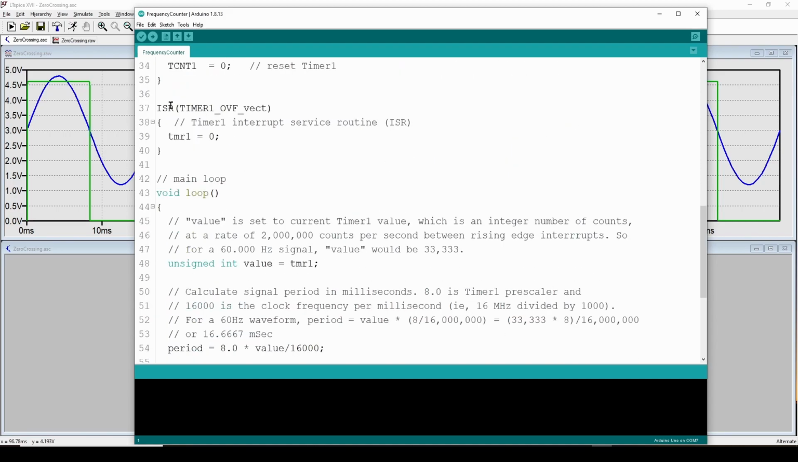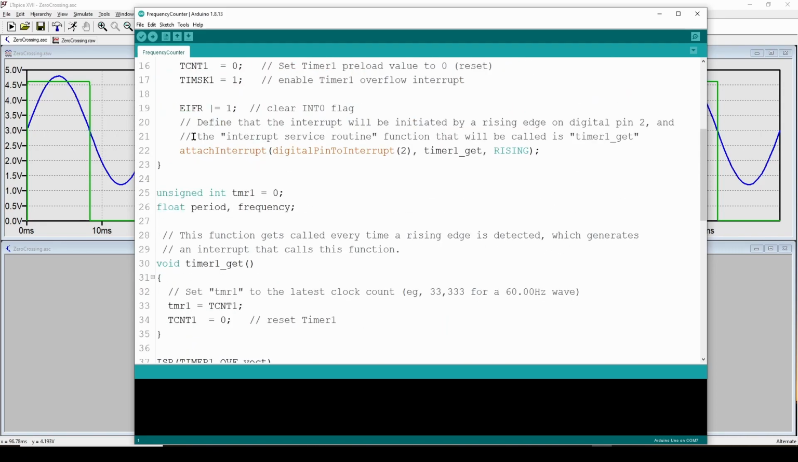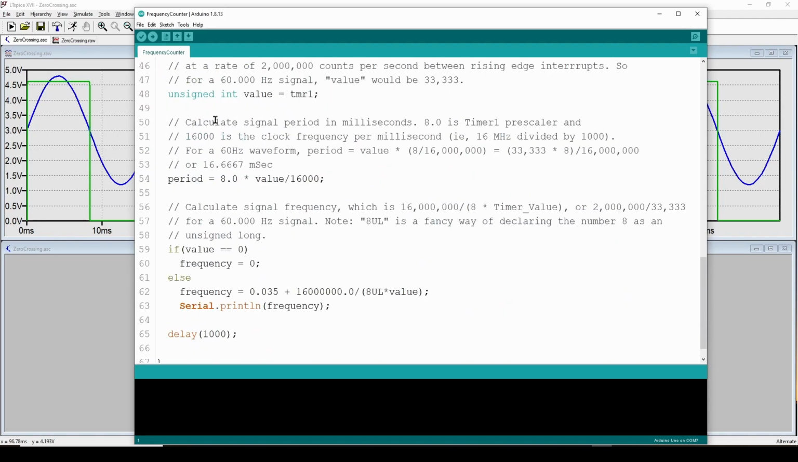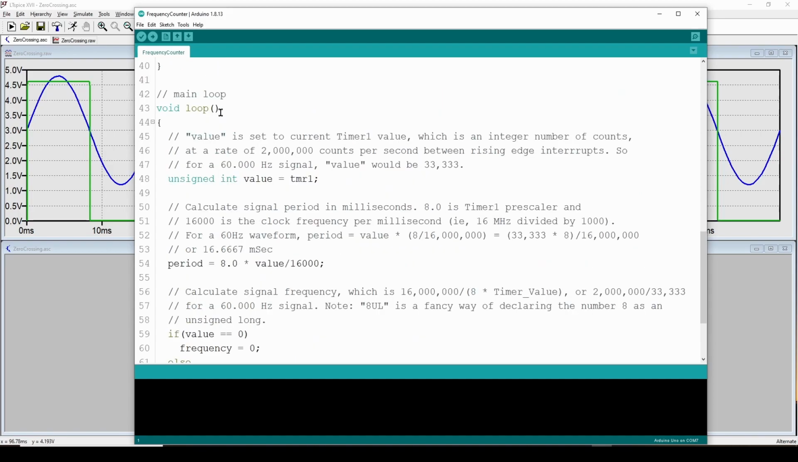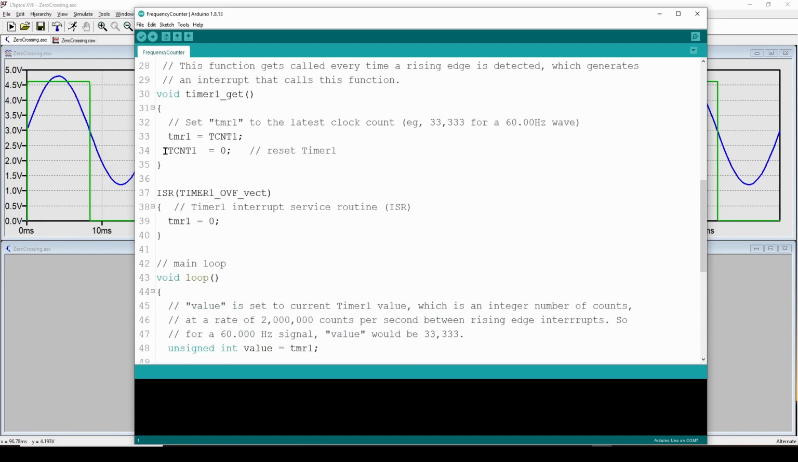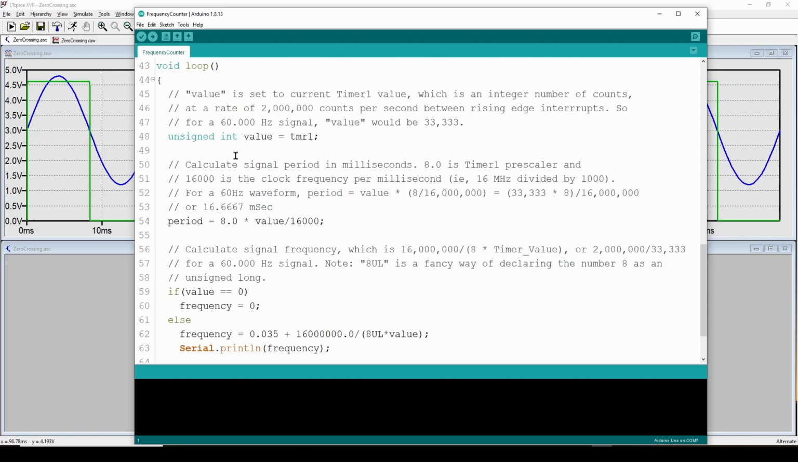And here's another required method, ISR(TIMER1_OVF_vect). Again, I forget what that is. And then we set timer1 equal to 0. So you need that. So that's all the setup. And here's the loop that does the actual calculation. And it uses this timer1 value, the number of counts that it got for the latest clock count. And it's going to operate on that.